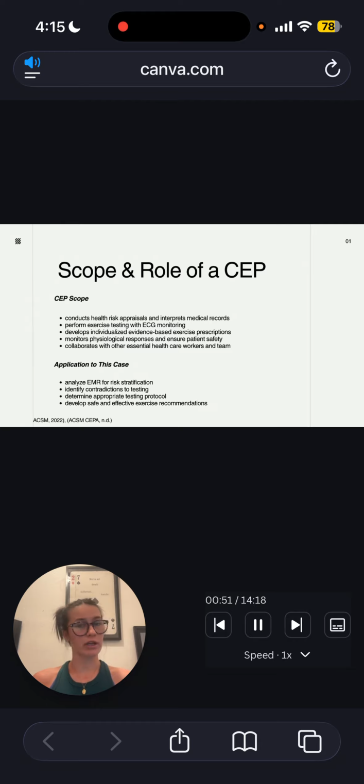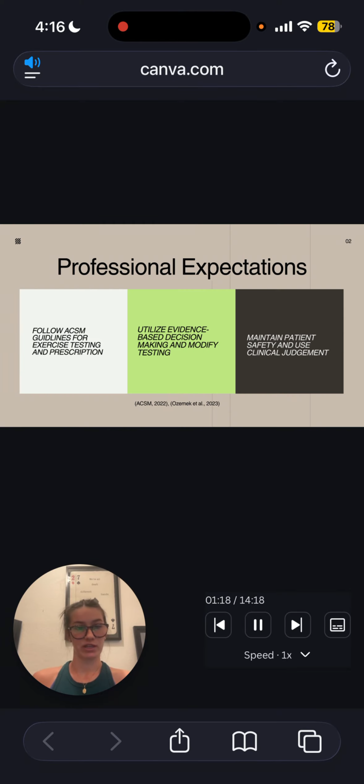We also collaborate with other professional healthcare workers, whether it be a cardiologist or a physical therapist. So, applications to our patient's case is we are going to analyze the medical records for risk stratification. We're going to identify any contradictions that they might have and determine which appropriate protocols we are going to go with. And of course, develop safe, effective recommendations.